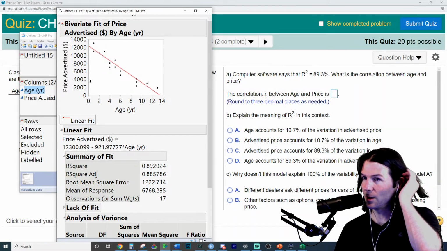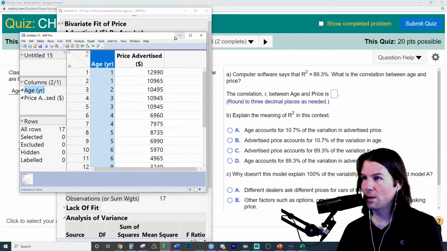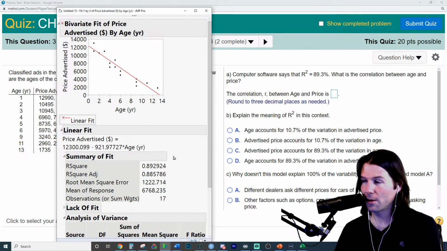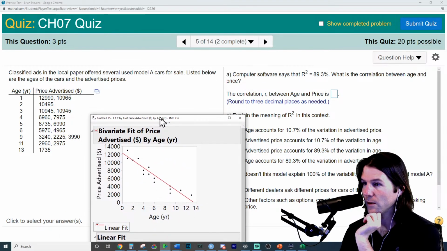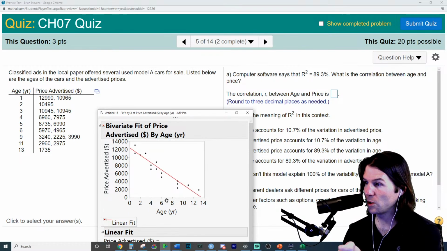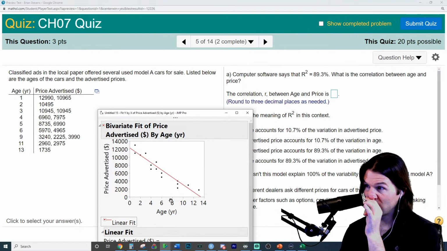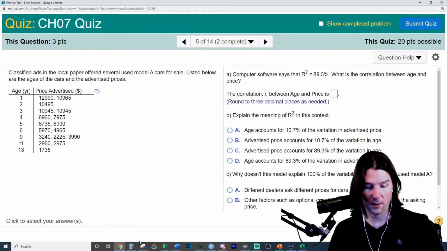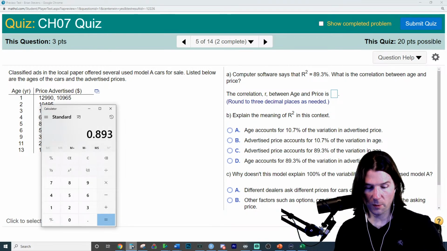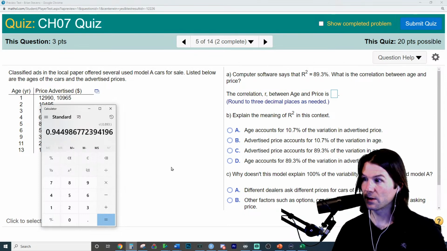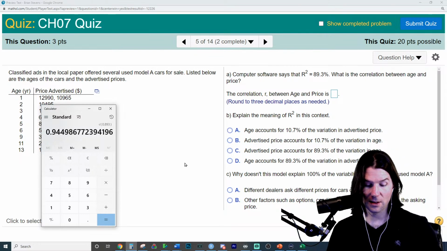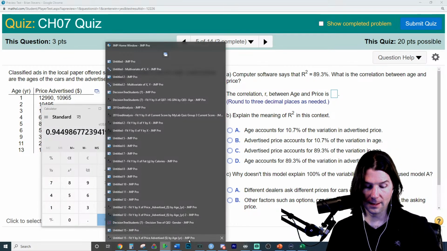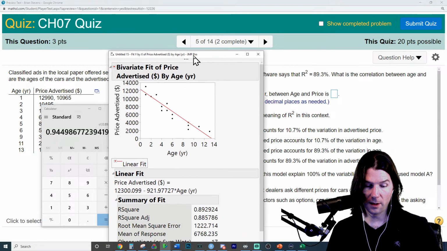We square root it, and then we pay attention to the sign. So what do you think usually happens to people when they go to this model and square root r squared? This is about the price of a car and the age of a car. As a car gets older, as you would expect, it goes down in price. So when you square root this r squared right here, what do you notice? You get 0.9449, but what's the answer right here? It won't be 0.9449.